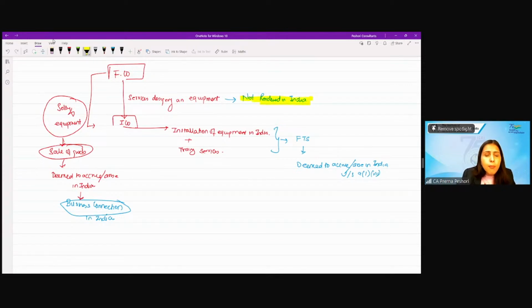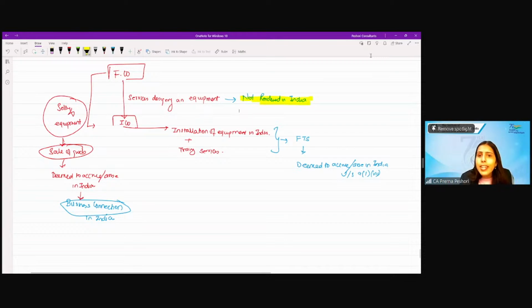So, Supreme Court in one of the decisions, of a Japanese company, Ishikawajima Harima, had held that if these services are not rendered in India, it will not be deemed to accrue or arise in India. The services are not provided in India. The services are just utilized in India. So it will not be deemed to accrue or arise in India.